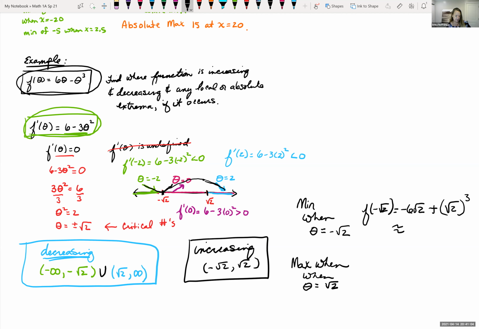So let's just plug it in to the calculator and get an estimate of what that y value is there. So we have -6 times the square root of 2 plus the square root of 2 cubed, or the square root of 8. So actually, we could clean this up a little bit and get a better exact value. So this is -6√2, plus the square root of 8. 8 is 4 times 2. Square root of 4 is 2, so this is 2√2. So a -6√2 plus a positive 2√2 is -4√2.